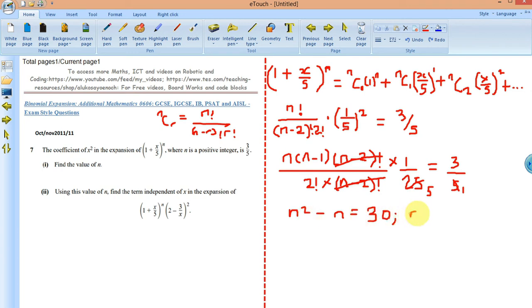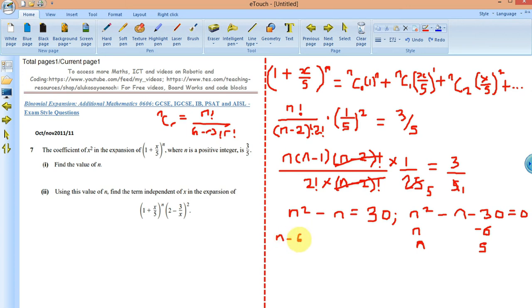So I have this trinomial equation, n squared minus n minus 30 equals 0. So this is the quadratic form of a quadratic equation. So you can go ahead and factorize this. Then if I break this one down, 6 times 5 will give me 30, but I want minus n. So I have n minus 6.